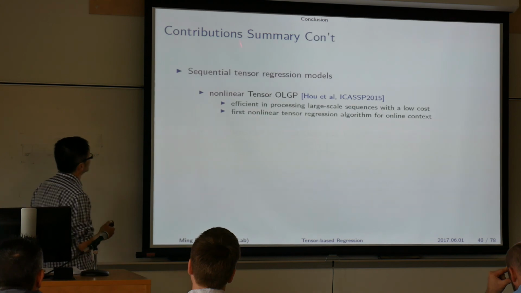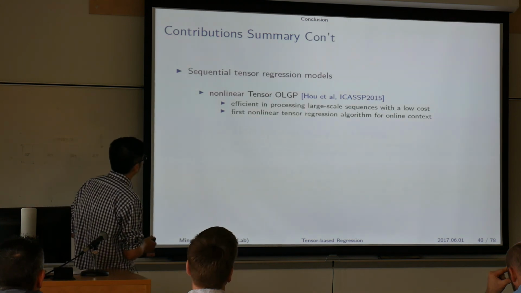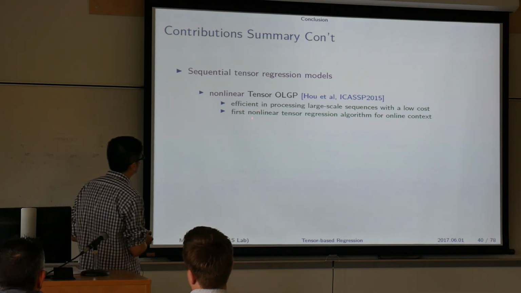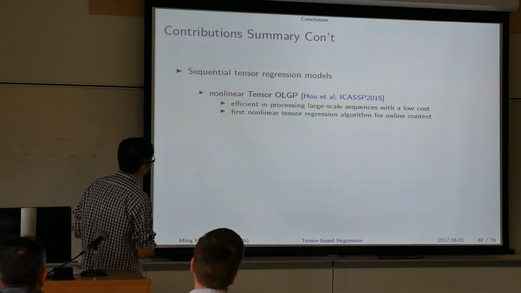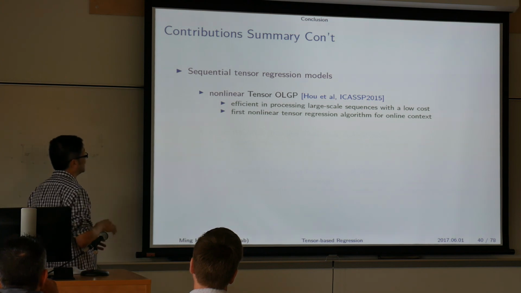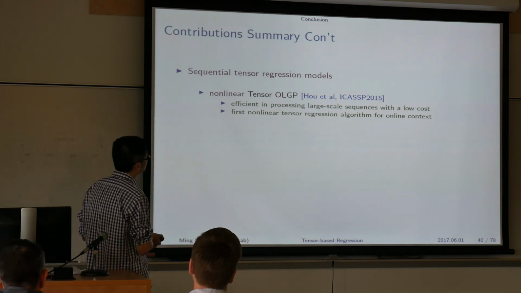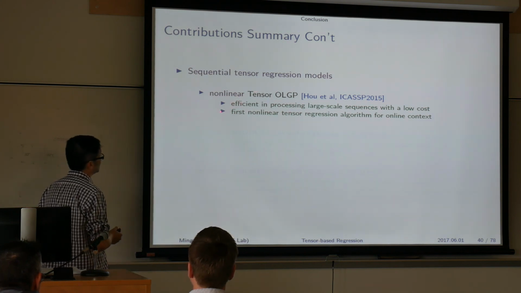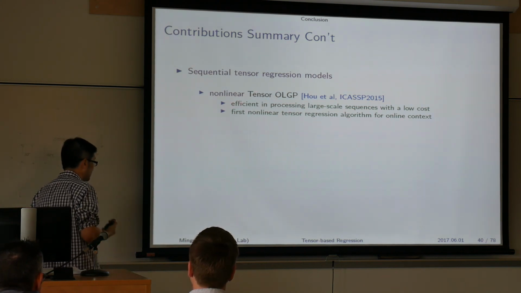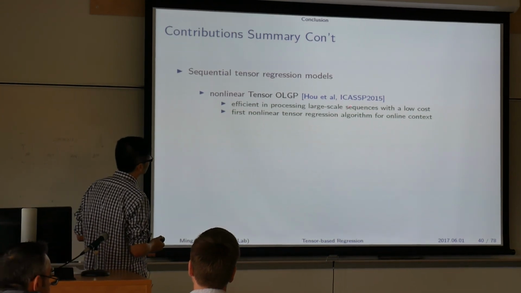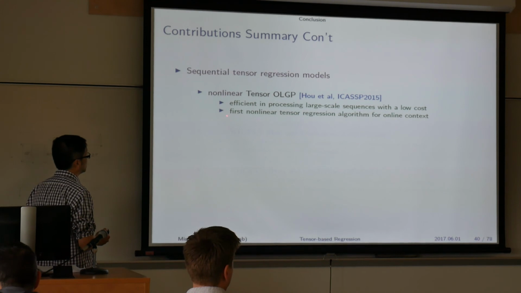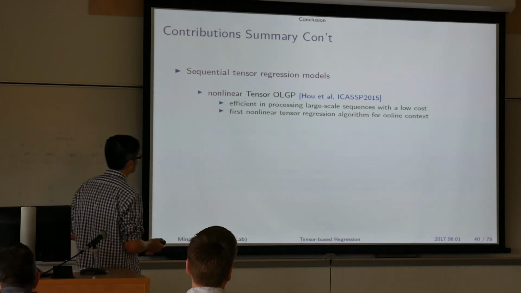And from the perspective of sequential tensor regression models, our first work is nonlinear tensor online LGP, which works by dynamically assigning data points into a number of small-size GP experts. We can show that it is computationally very efficient for large-scale data sets. And to our knowledge, it is also the first nonlinear tensor regression algorithm for the online setting.